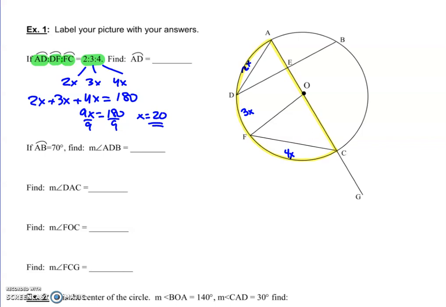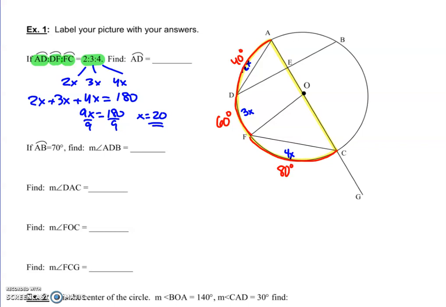Now, once you know what x is, you can go back and find the length of each individual arc by how many x's it is. So arc AD, right here, I'll highlight in red, is 2 times 20. So that arc is 40. Arc DF, which is 3 times x, 3 times 20 is 60. So obviously this is not drawn to scale. They don't want you trying to guess, so they don't usually draw it to scale. And then arc FC is 4x. 4 times 20 is 80. So now I know those three arcs.